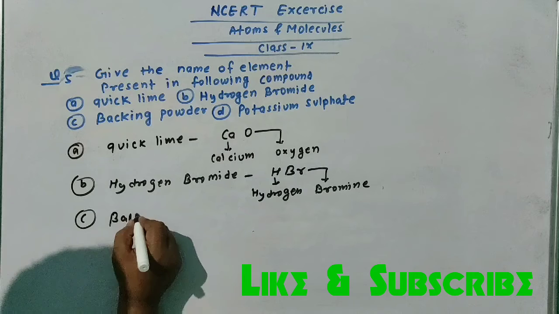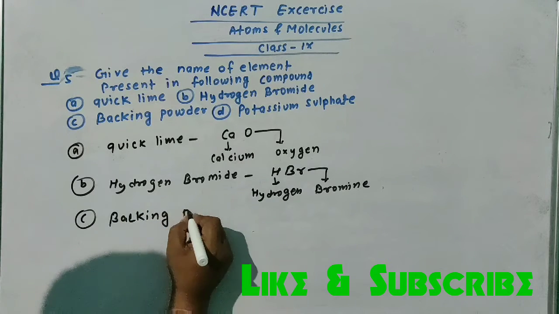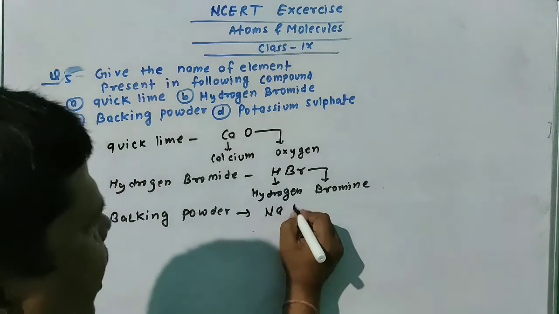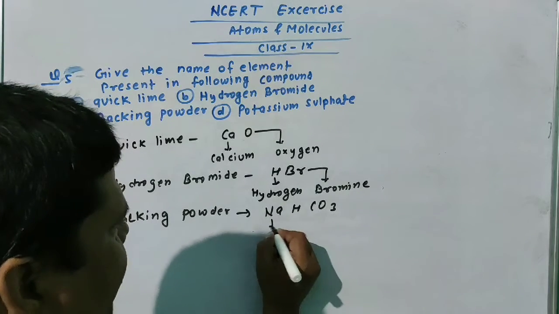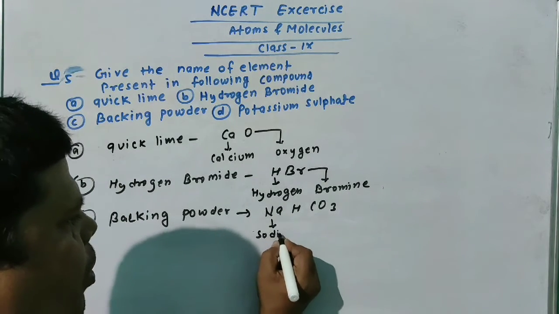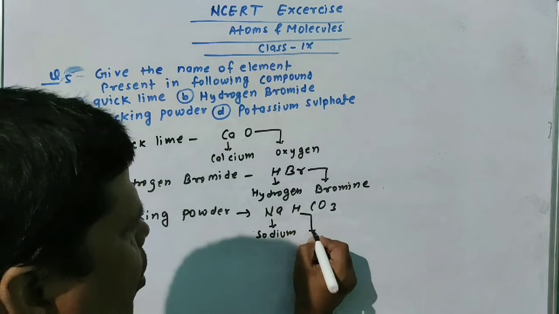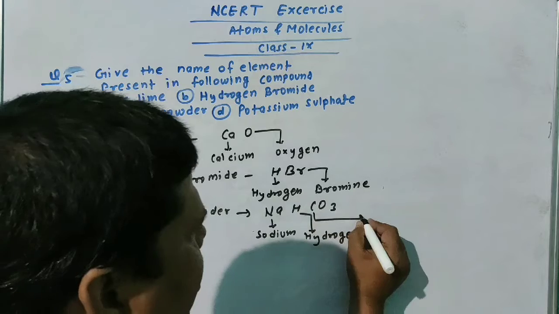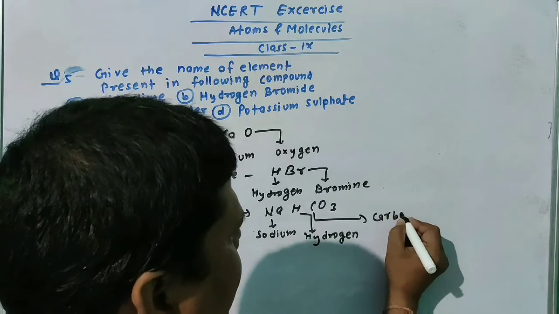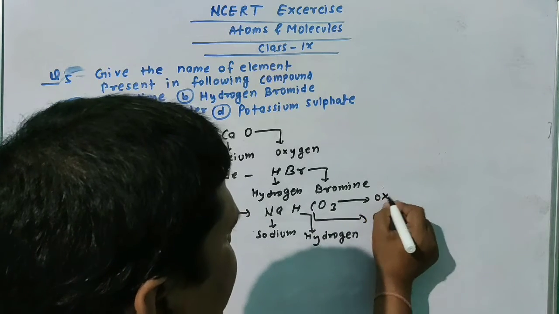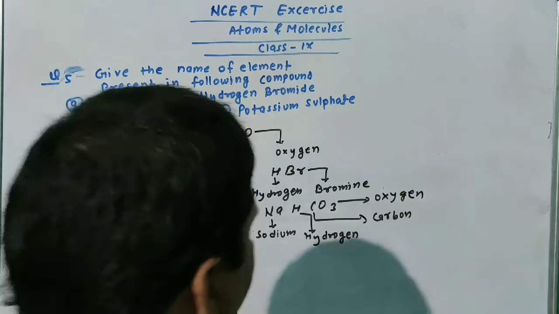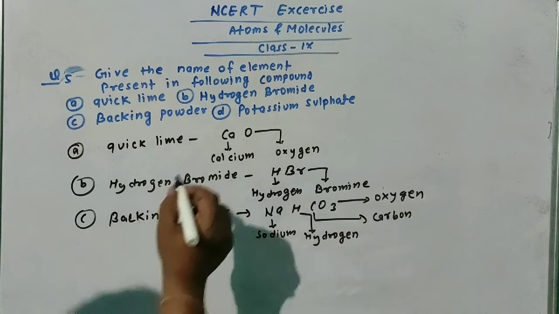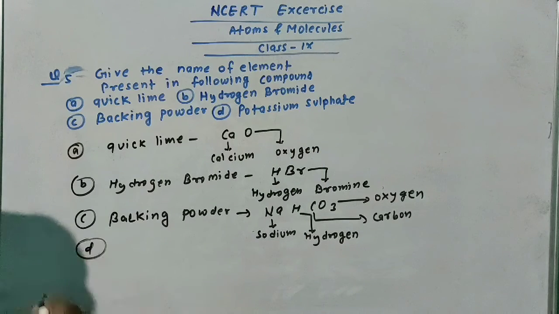Baking powder. Here its formula is NaHCO3. So element would be sodium, hydrogen, and third is carbon, and fourth is oxygen. These are elements present in baking powder. Next is potassium sulfate.